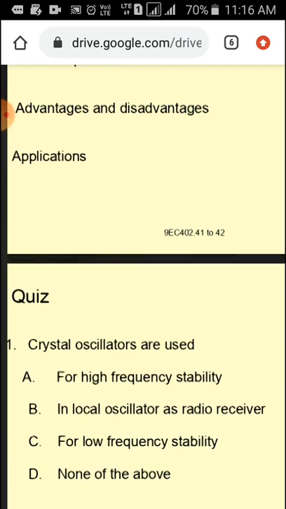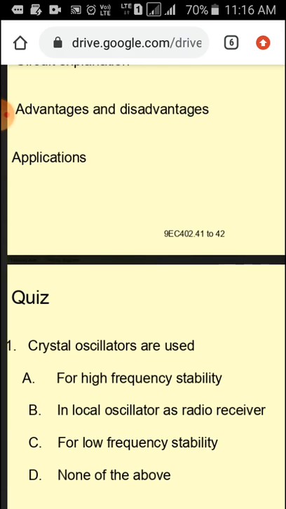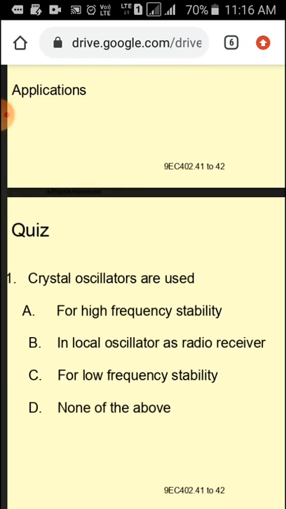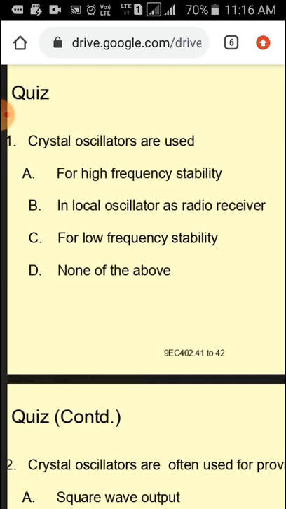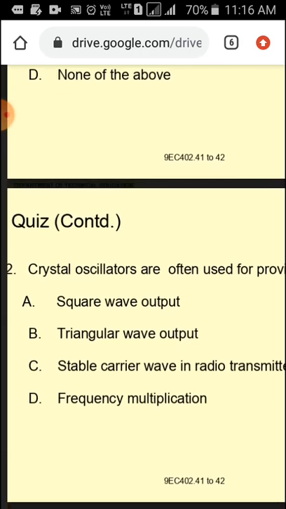There is only one difference between the Colpitts oscillator and the crystal oscillator: in place of the inductor, we keep a crystal element in the crystal oscillator. With that, the oscillator generates stable oscillations.